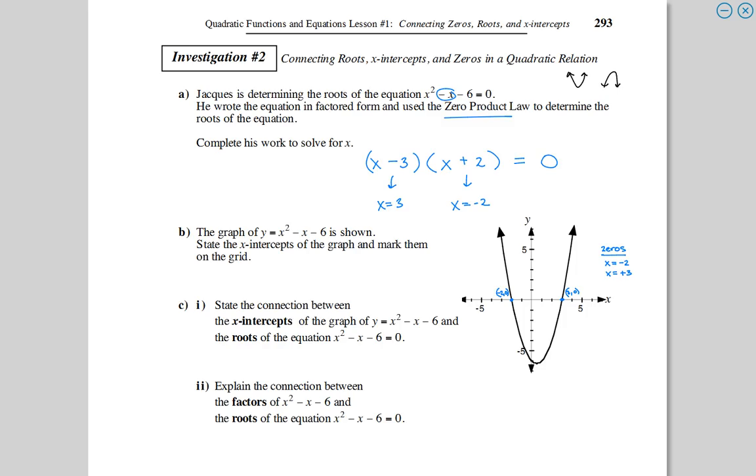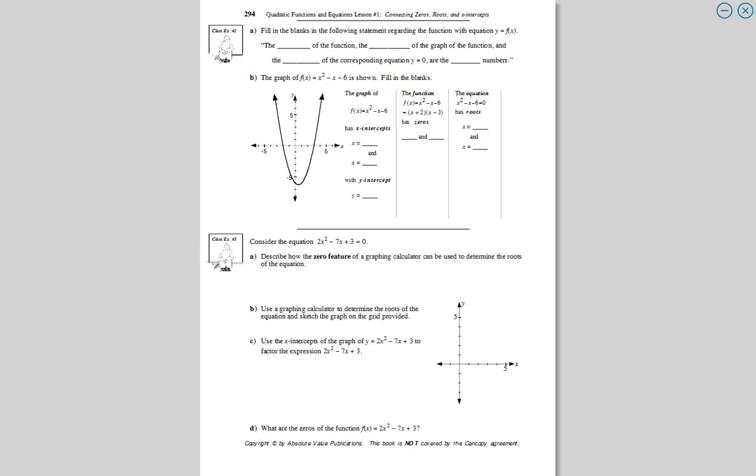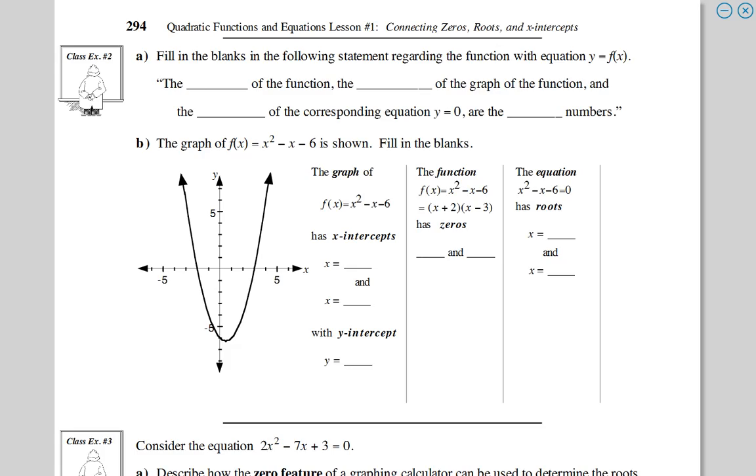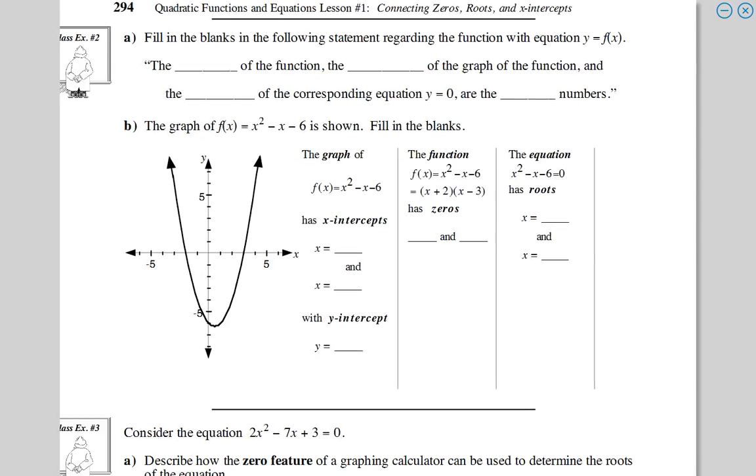Where's class example 1? Did I miss that one? Oh, it's on the first page. Okay, let's do class example 2. Okay, let's skip down to B. I hate fill in the blank.